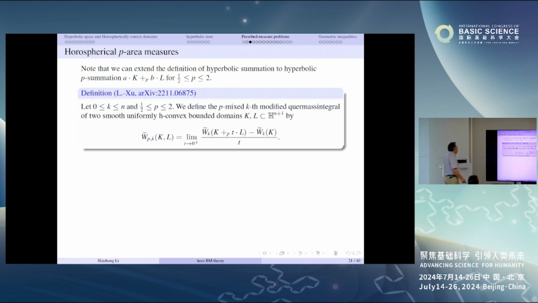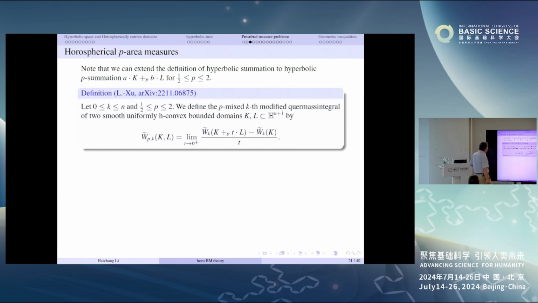This follows the concept. We call it the p-mixed quermassintegral, modified, for two smooth h-convex domains K and L. Given two h-convex domains K and L, we can define W_p(K, L; k) tilde, just using a limit. Because we have the summation, you can take the limit. With no summation, you cannot calculate.